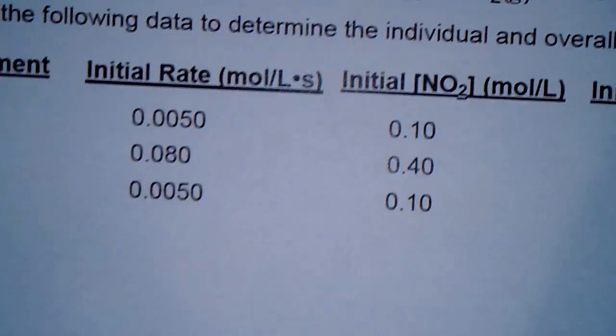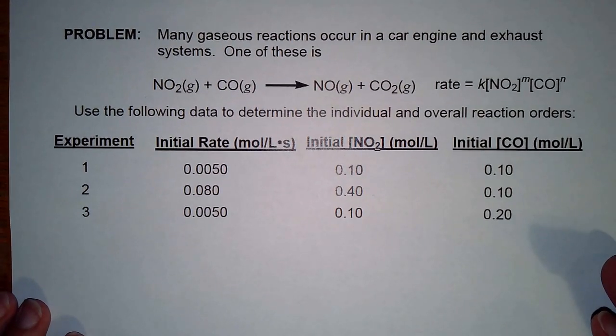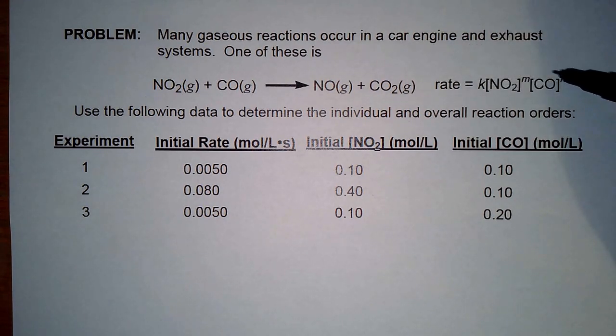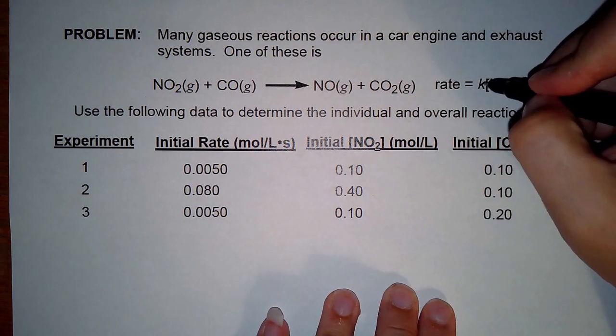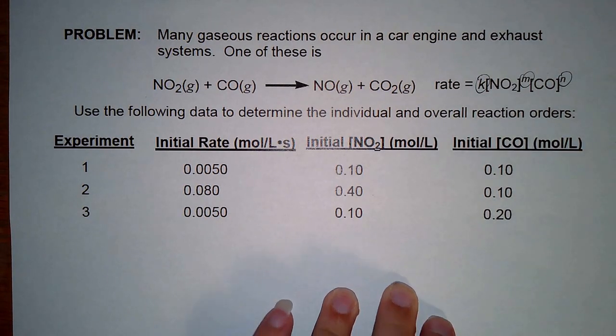Alright, so let's see if we can do a whole one now. So we want to find reaction orders for our reactants. We want to find our K value so we can write our rate law. So we have NO2 plus CO gives us NO plus CO2. Alright, here's our generic rate law. We need values of K, M, and N here for our exponents. We're going to use the table information to do that.